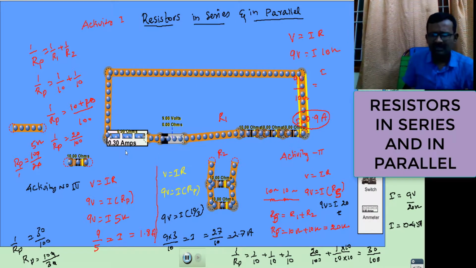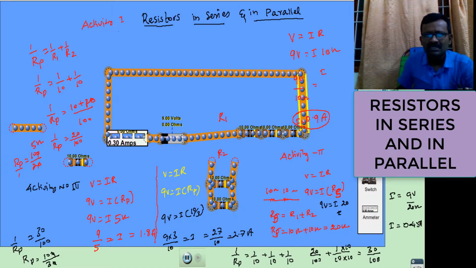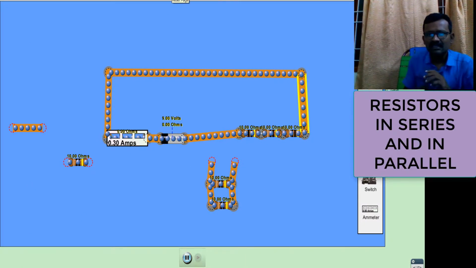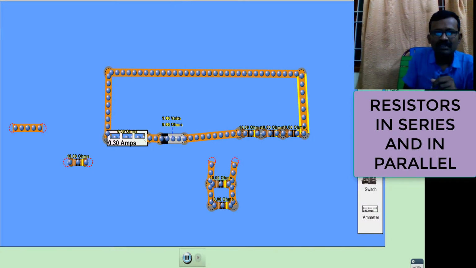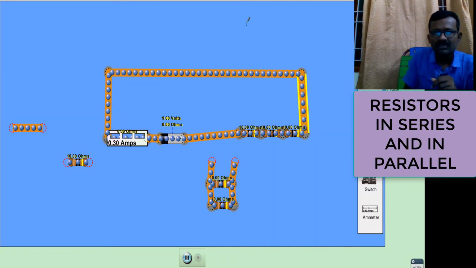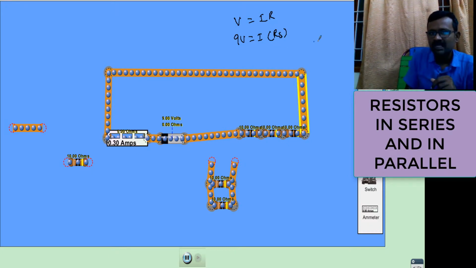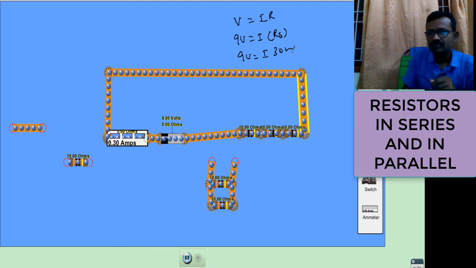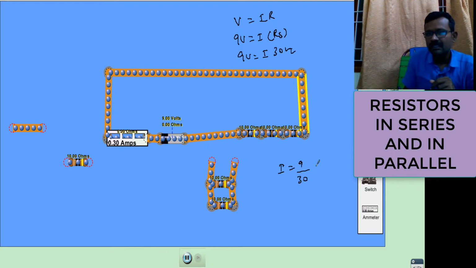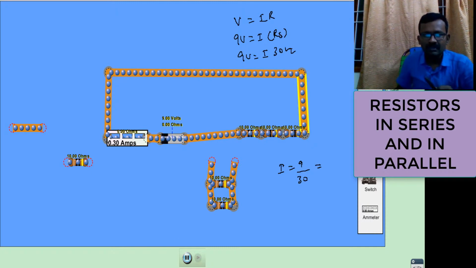The value of current has decreased, no? The current has decreased. Shall I delete all those things? But the value of the current has decreased. Just watch what happens. Again, V is equal to IR. Same 9 volt battery. What is R? R is equal to 10 plus 10 plus 10, 30. So 9 volt is equal to I times 30 ohms. So I is equal to 9 divided by 30. How much we get? We get 0.3, right?